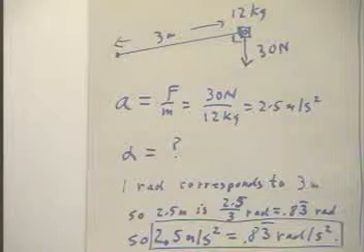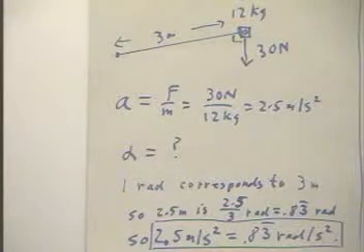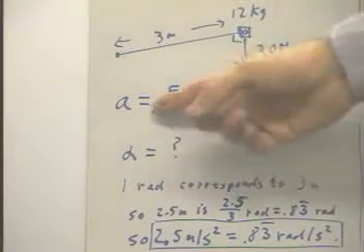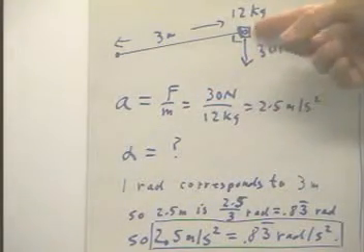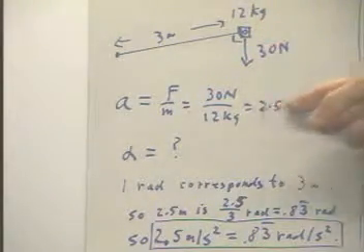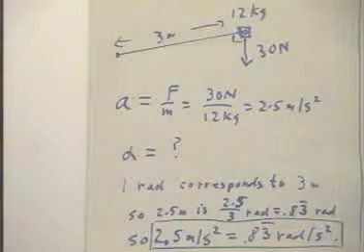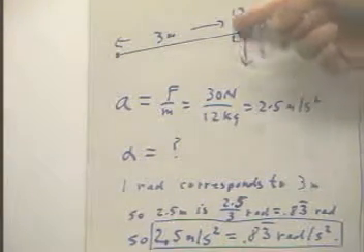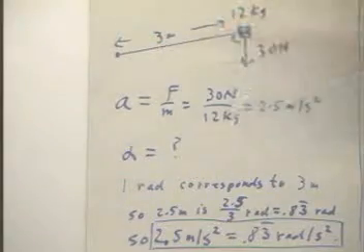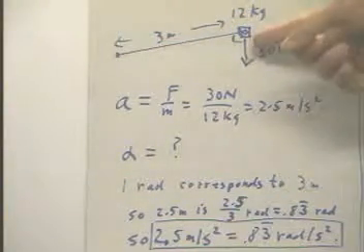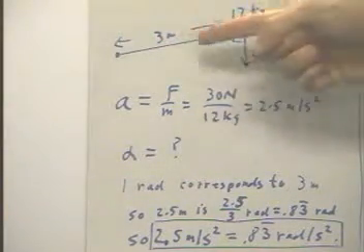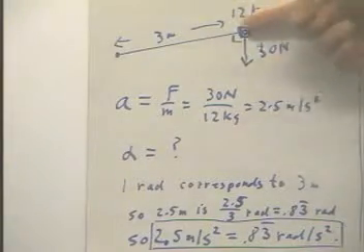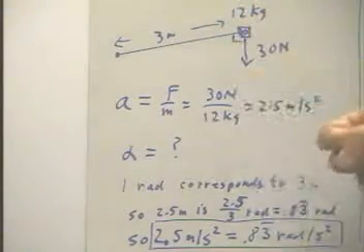Well, we can quickly conclude that the 12 kilogram mass has to have an acceleration at this instant of 2.5 meters per second squared. That is, assuming that the 30 newtons is acting perpendicular to the rod. If the 30 newtons is acting parallel to the rod, there would be no acceleration. The 30 newtons would just be trying to compress the rod.